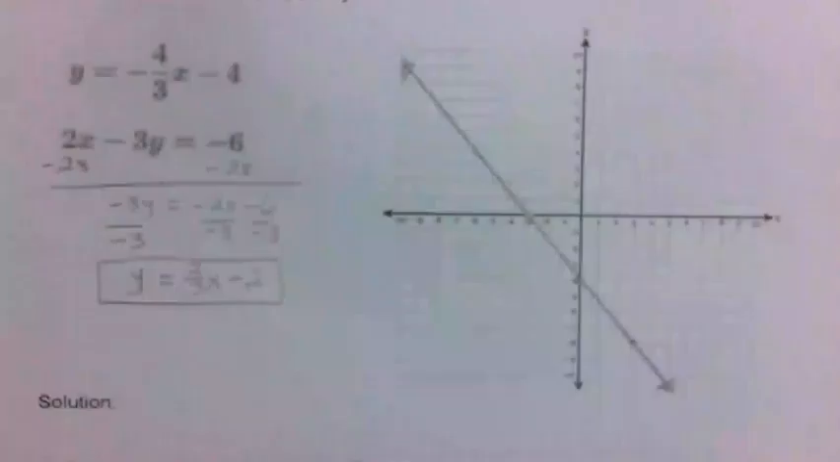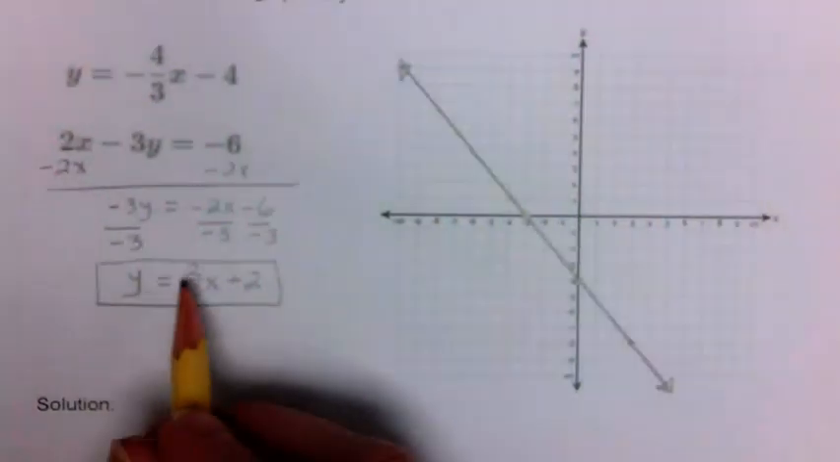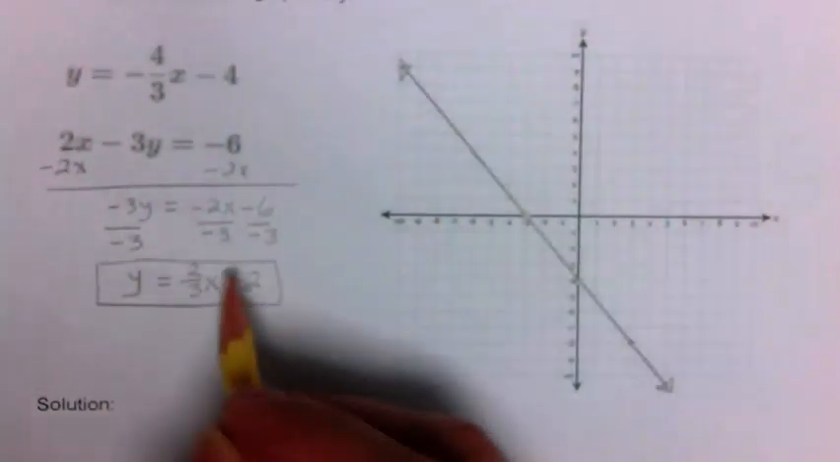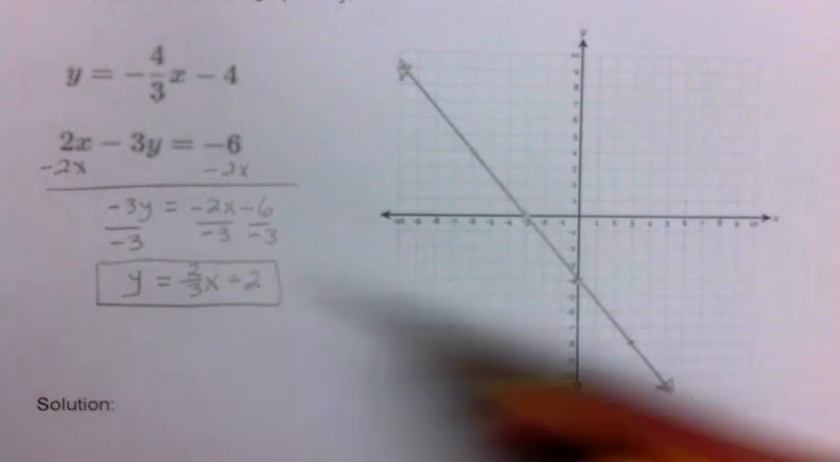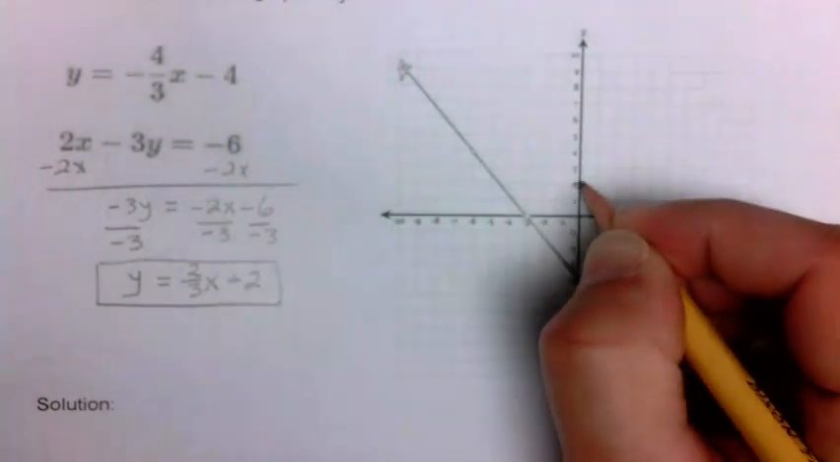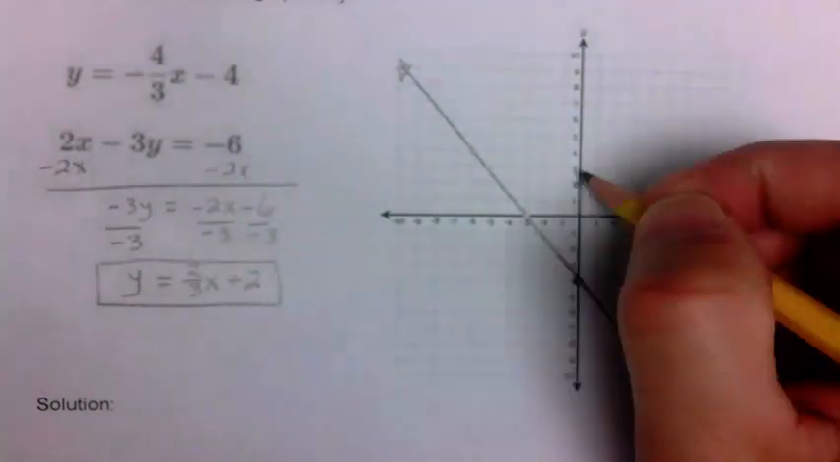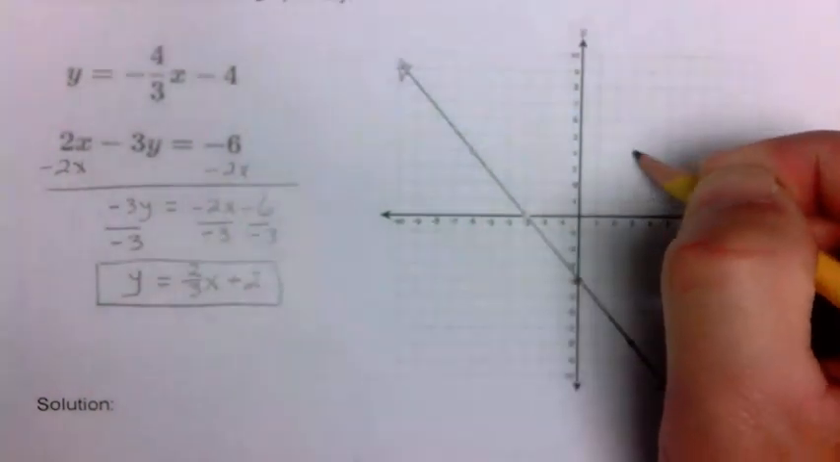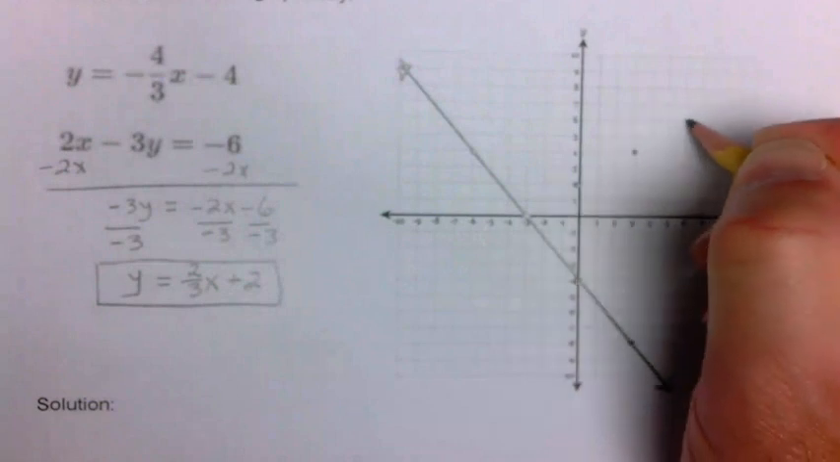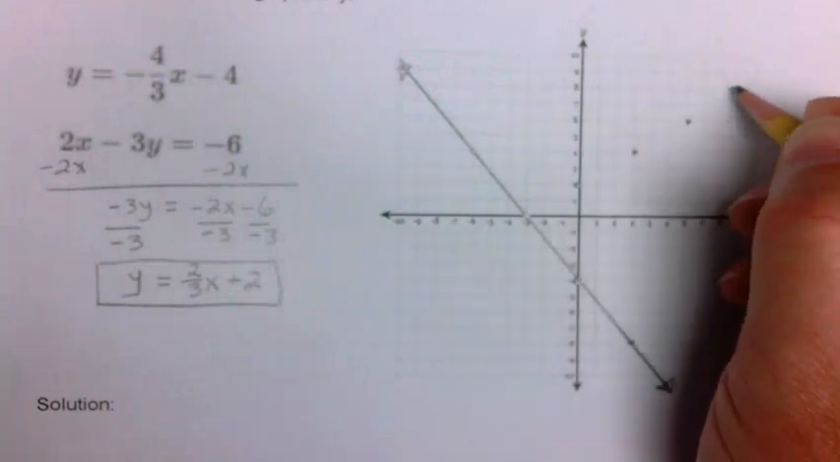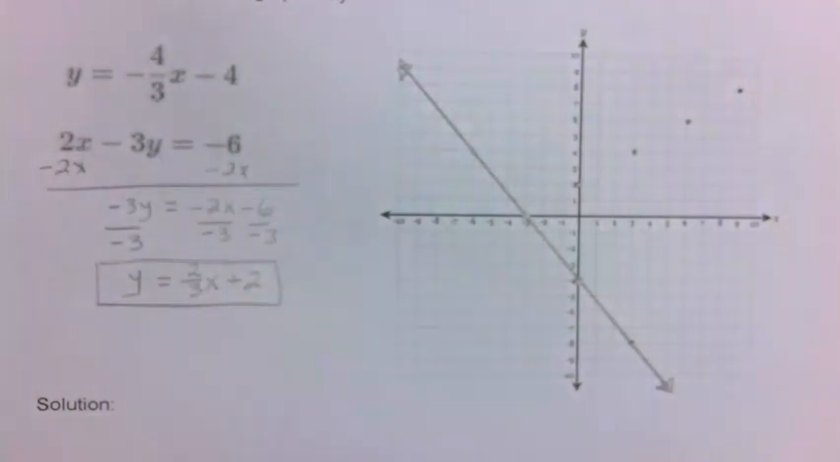Our second line, written in slope-intercept form, y equals 2/3 x plus 2. We're going to start at 0, comma 2, since the value of b was 2. And then the rule of the slope, go up 2, right 3. Up 2, right 3. There we go.